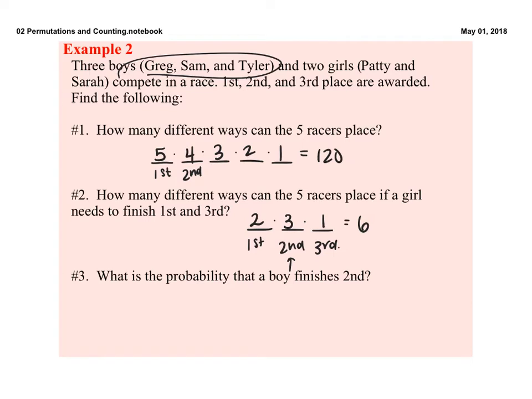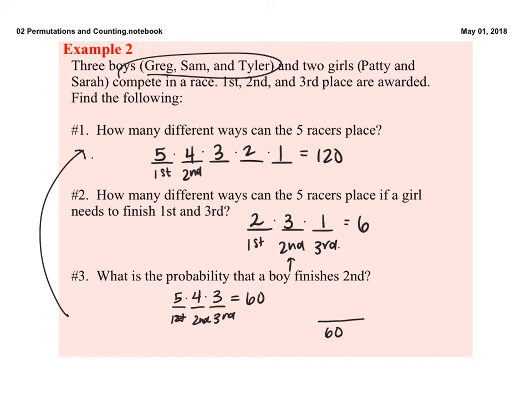Then it says, what is the probability that a boy finishes second? Now, okay, I kind of already know this. I have to find the total number of ways that kids could place first, second, and third. So maybe this number 1 was just asking for first, second, and third. So I'm going to say 5 times 4 times 3. So 20 times 3 will be 60. So there's 60 different total outcomes. That's our total number of possibilities.